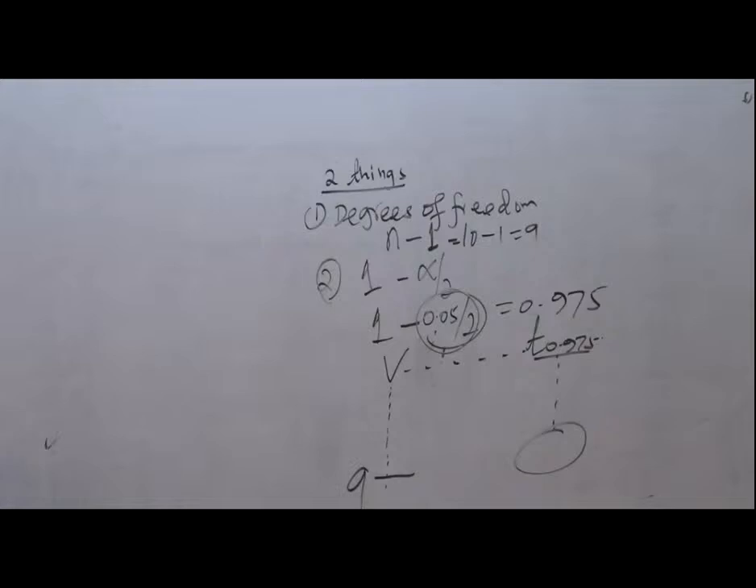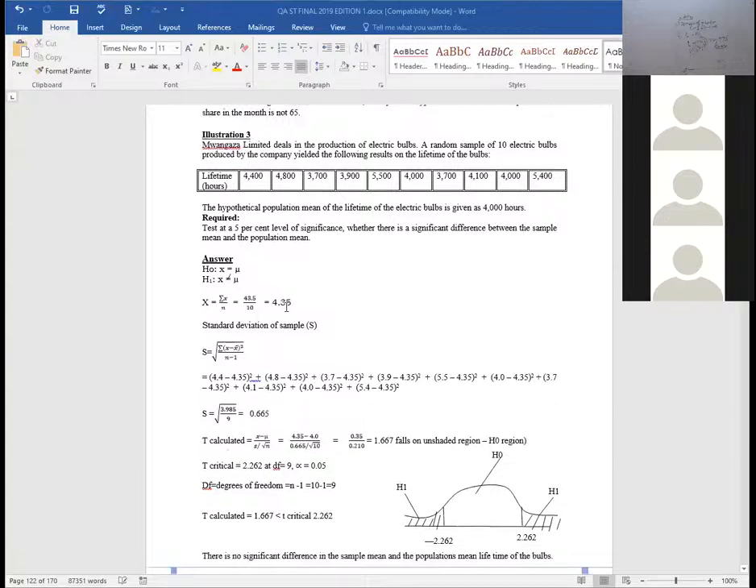Okay, Robert says it falls within the acceptable region, so we accept H0 and reject. Oh, reject. Very good. I like the responses.